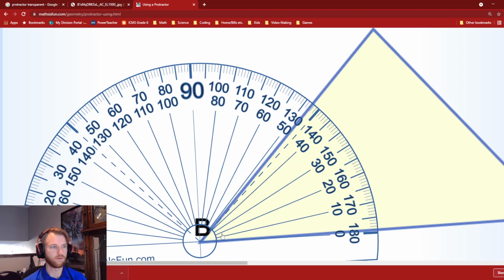So my line isn't perfectly lined up here, so it's probably off by a degree, but this would be between 40 and 50. And if this is 40, that's 45, 46, 47. It looks like 47 or 48. I'm going to say 47 degrees would be this one. And so that's how we use a protractor to measure.